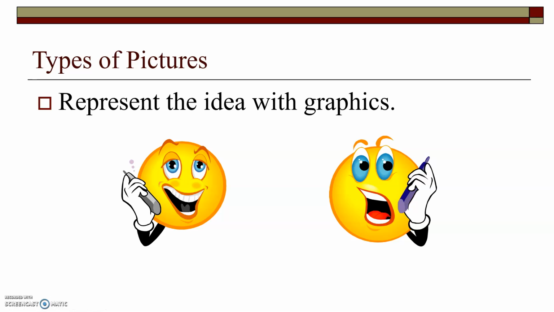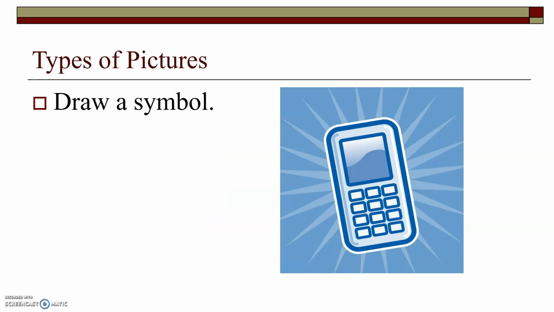You could represent the idea with graphics. Here we have 2 different cells talking to each other via cell phones. You could draw a symbol that helps you to remember that. So this would be a cell phone as a symbol of cell-to-cell communication. Though that picture is so old it's hard to even recognize it as a cell phone anymore.